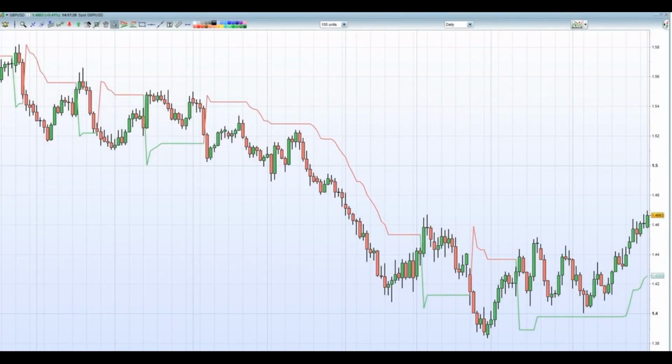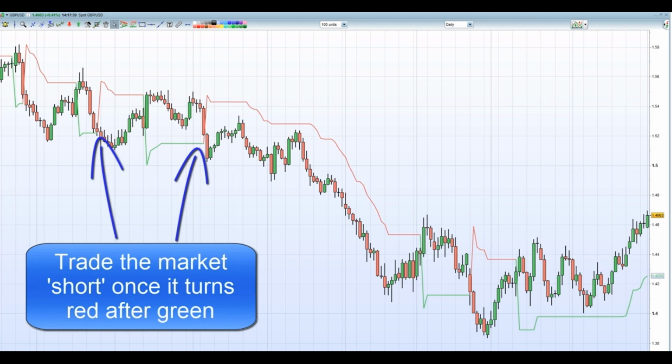Indicator 4. Super Trend Indicator. The Super Trend Indicator is an excellent indicator of trend direction. It can be used as a foundation of a trading system that is based on trend following. One of the most popular ways to use this indicator is to enter the market after a pullback. For example, if the market is on a downtrend, indicated by red, wait for a green pullback and then re-enter the market once it turns red again.